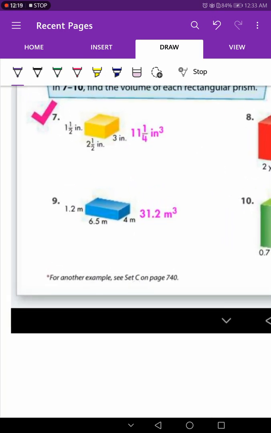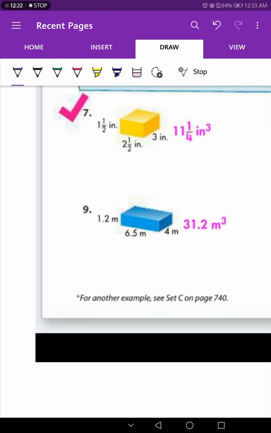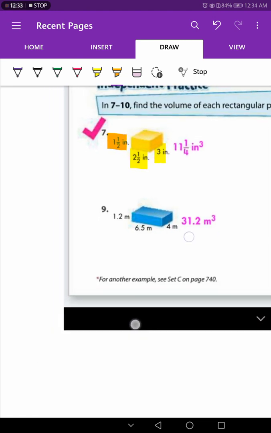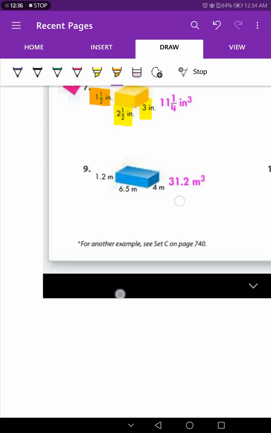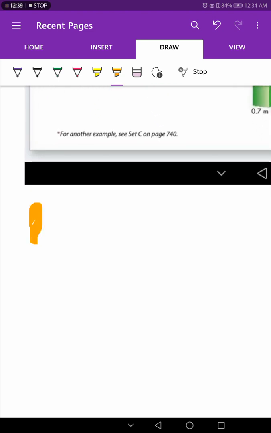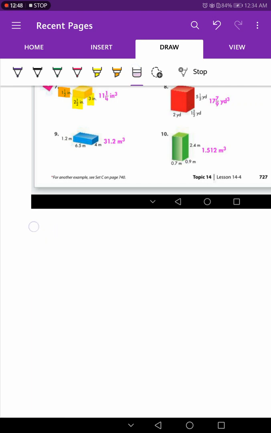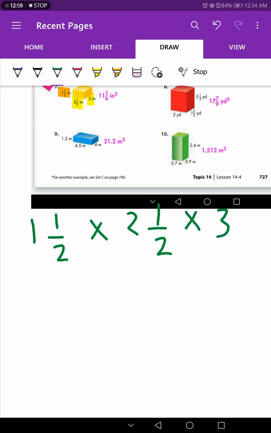Okay, let us come back to the lesson. In question number 7, he asked me to find the volume. As you know, length multiplied by width multiplied by height. So how can we multiply them? Forgive me: 1 and 1 over 2, multiplied by 2 and 1 over 2, multiplied by 3. How can we multiply them?